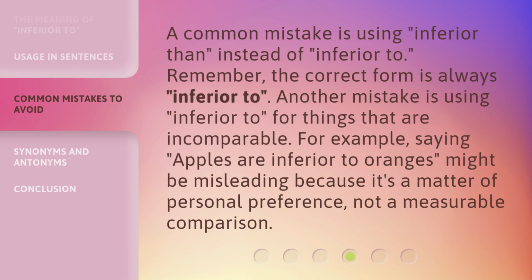A common mistake is using "inferior than" instead of "inferior to." Remember, the correct form is always "inferior to." Another mistake is using "inferior to" for things that are incomparable. For example, saying apples are inferior to oranges might be misleading because it's a matter of personal preference, not a measurable comparison.